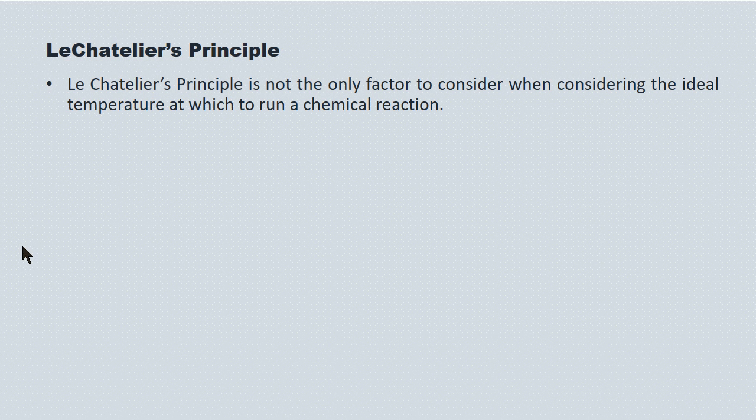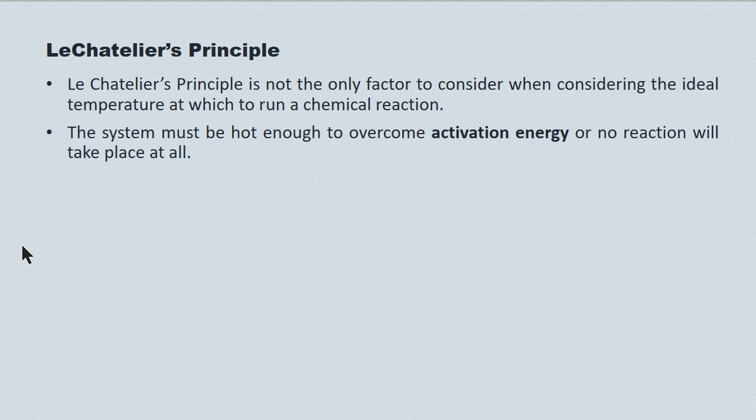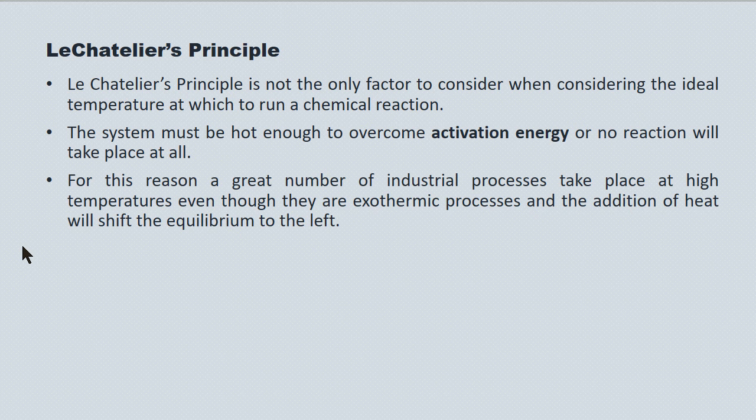Temperature is further complicated by questions of thermochemistry. Le Chatelier's principle is not the only factor to consider when we consider temperature's impact on a chemical system. Any chemical system must be run hot enough to overcome activation energy, or no reaction will take place at all. And it's for this reason a great number of industrial processes take place at high temperatures, even though they're exothermic.